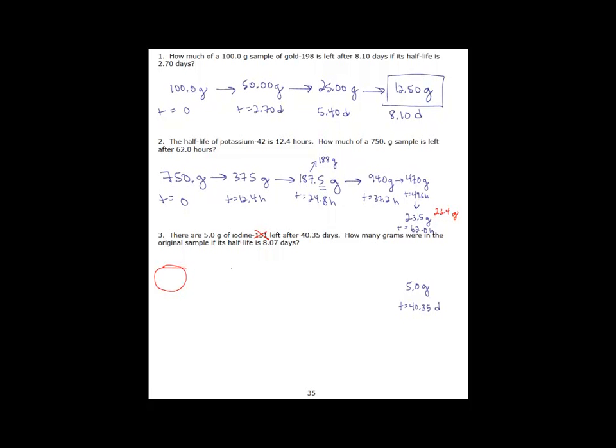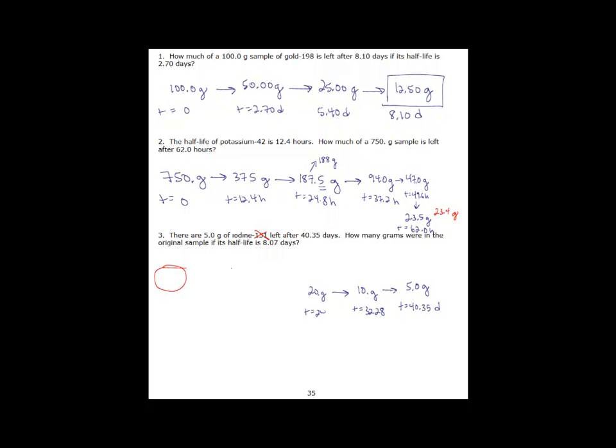So I need to go backwards. Instead of dividing by 2, I need to multiply it by 2. So I get to 10 grams. Time is going to be 32.28. So I'm not to 0 yet, so I need to multiply by 2 again. So I get 20 grams.